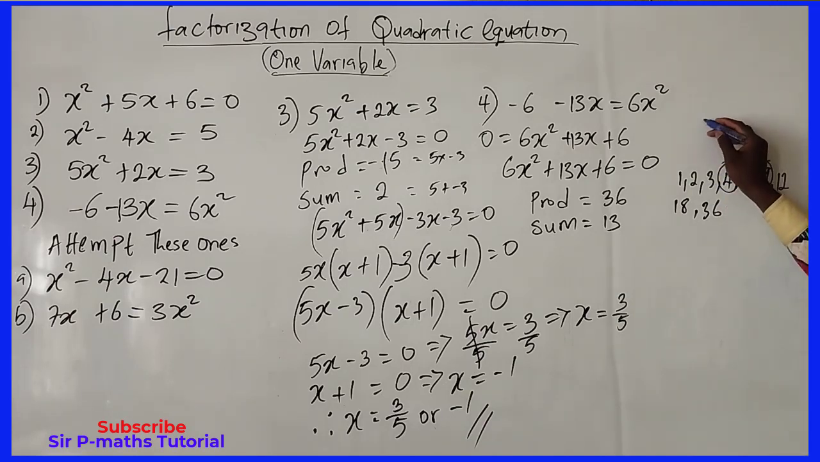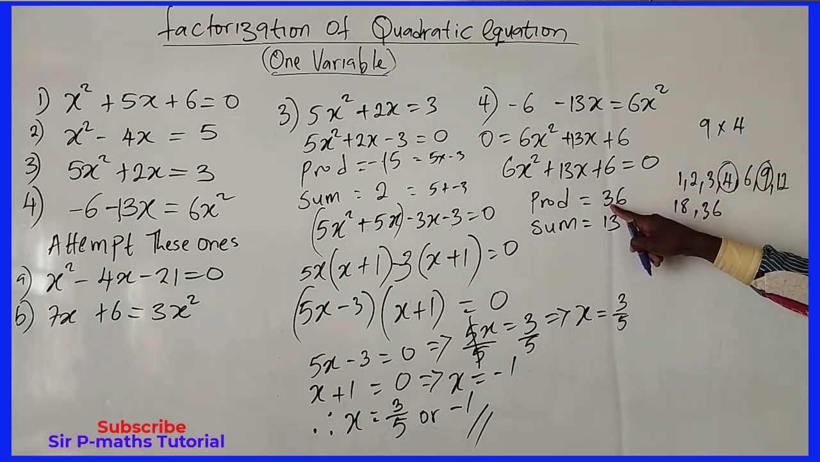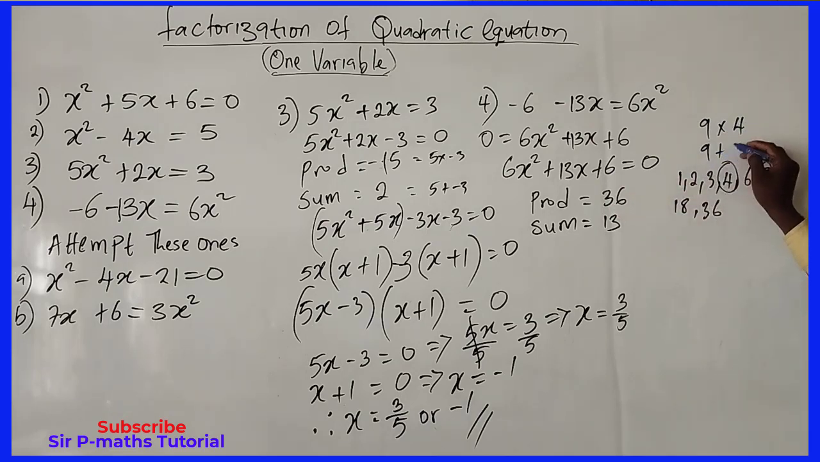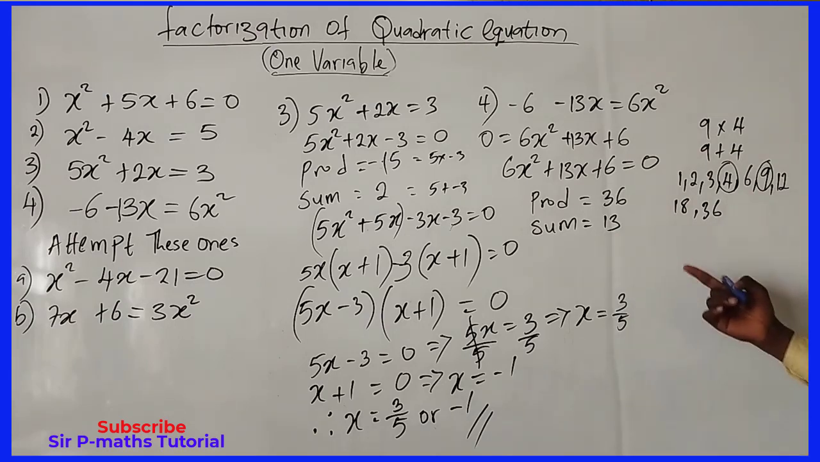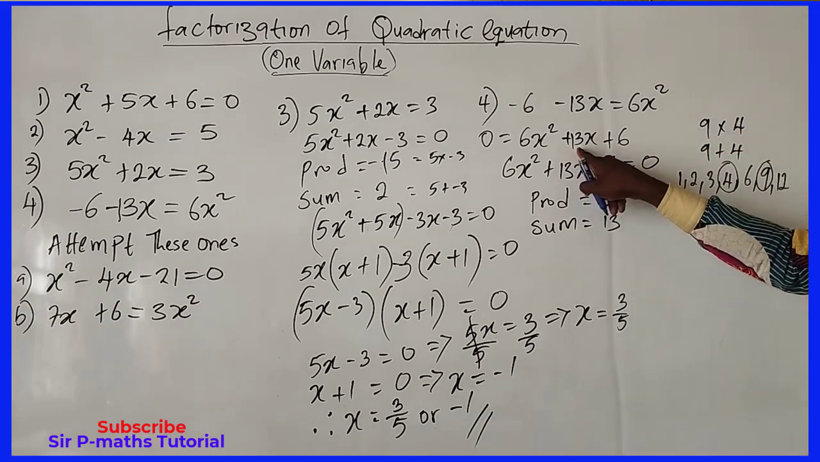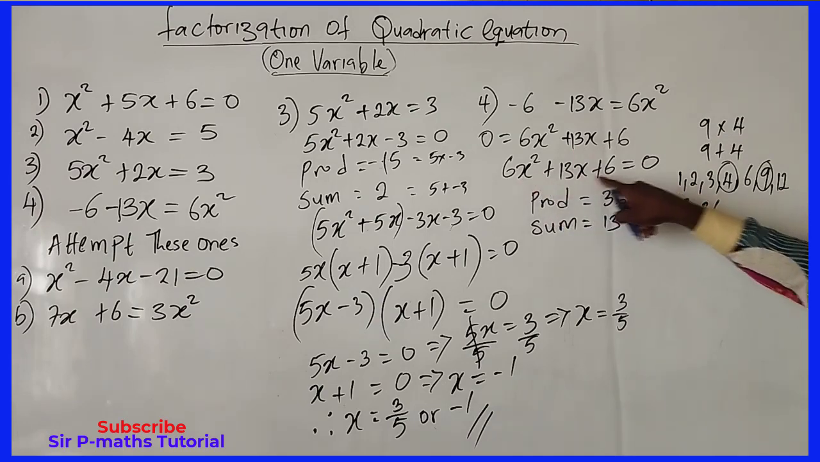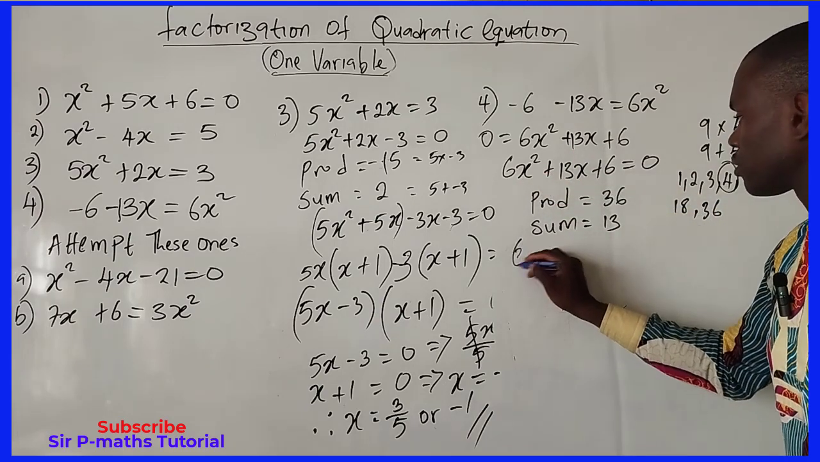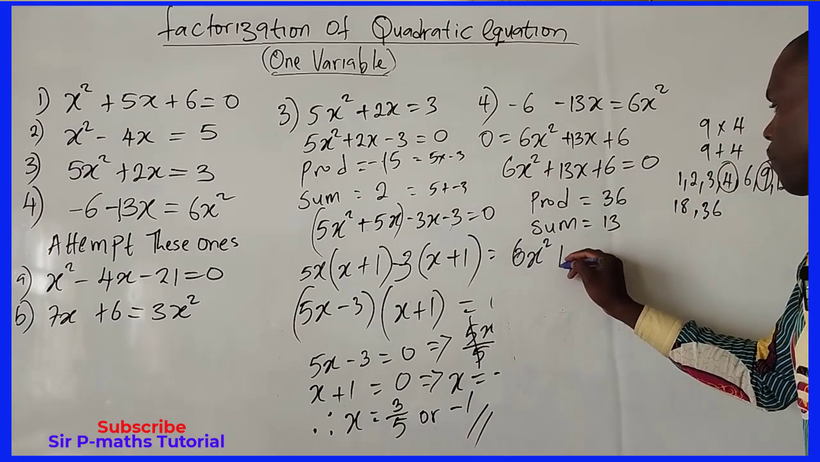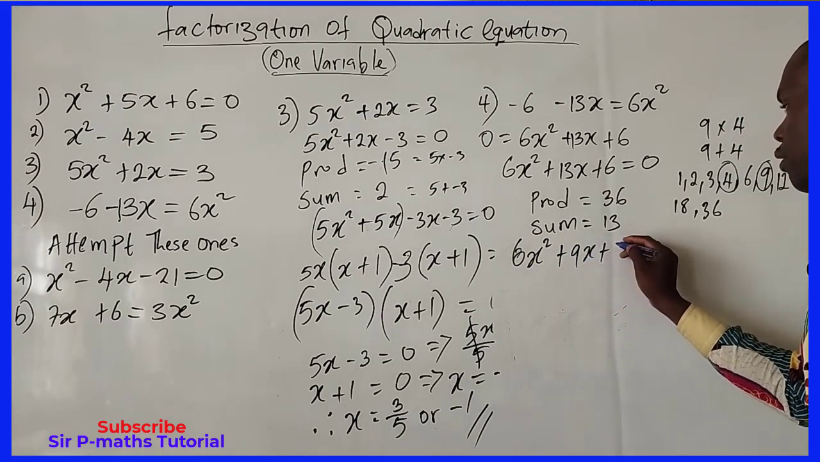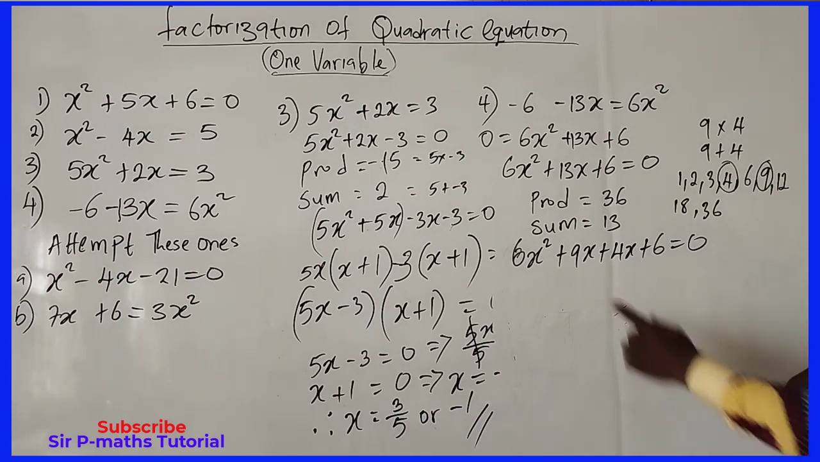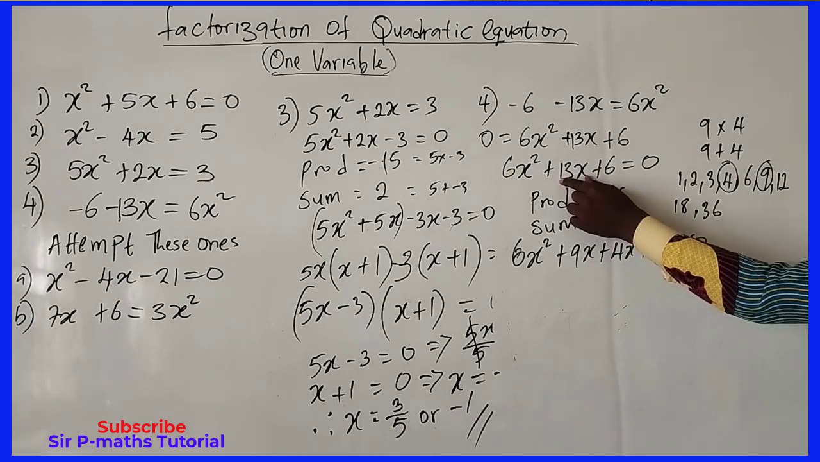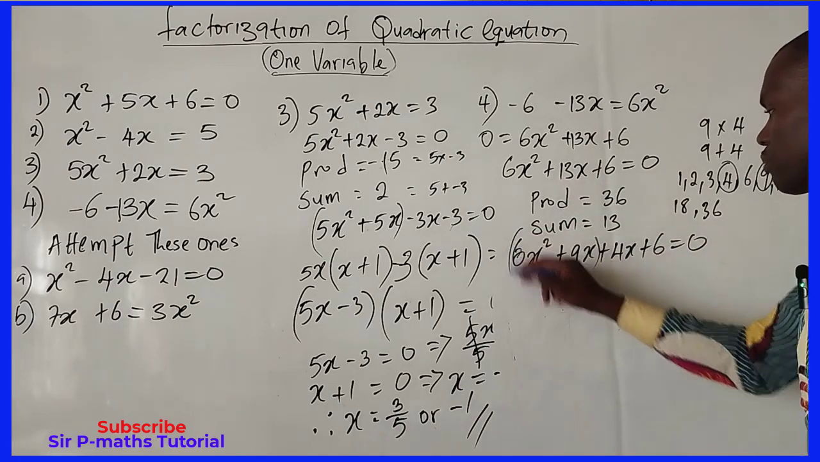Okay, so I'll bring them out. 9 times 4 will give me 36. 9 plus 4 will give me 13. So I've discovered my factors. The next thing I'll do is to use the both of them and replace 13 in this equation. So I'll have 6x squared plus 9x plus 4x plus 6 equal to 0. 9x plus 4x is 13x. Then we group them.